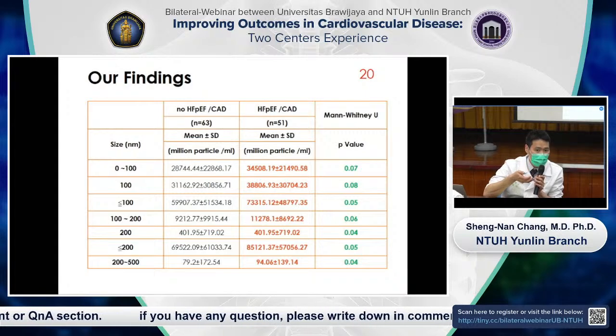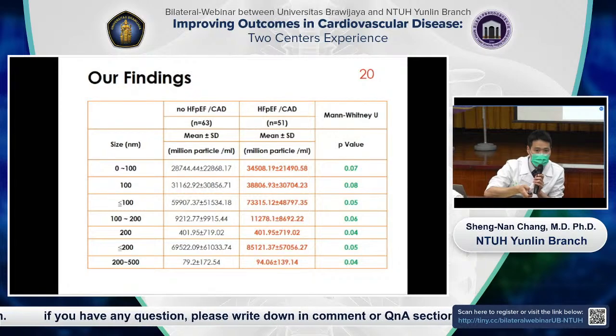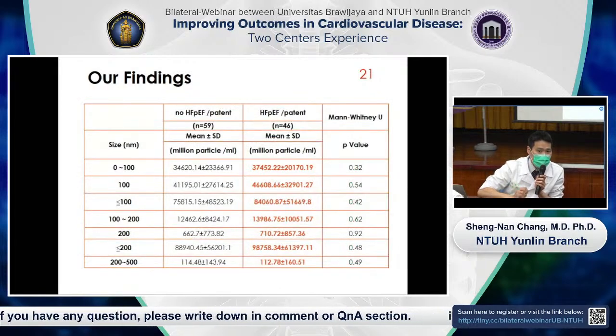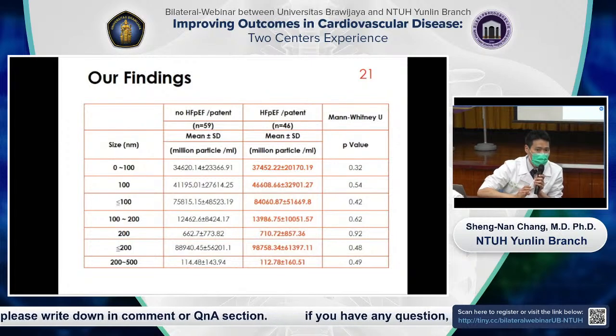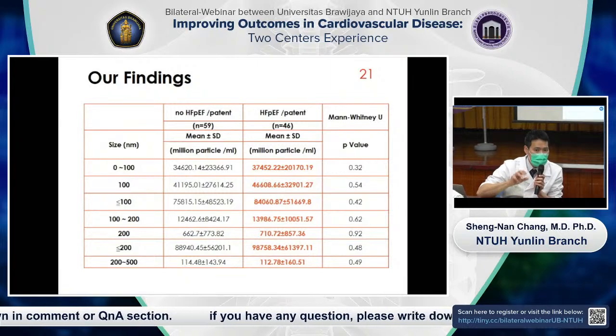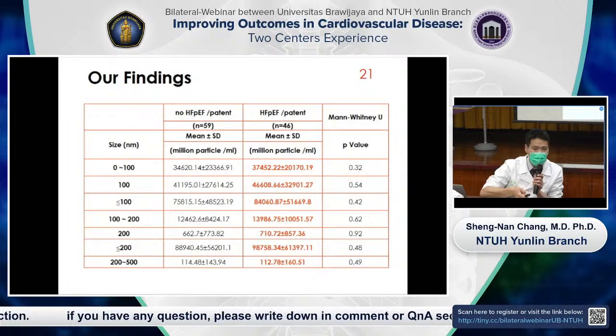Then let's see another group of patients. This is a group with patent coronary arteries. You can see that the patients with heart failure also got more exosome. So the number of exosomes may be very important for heart failure and coronary artery disease. That's our first conclusion.